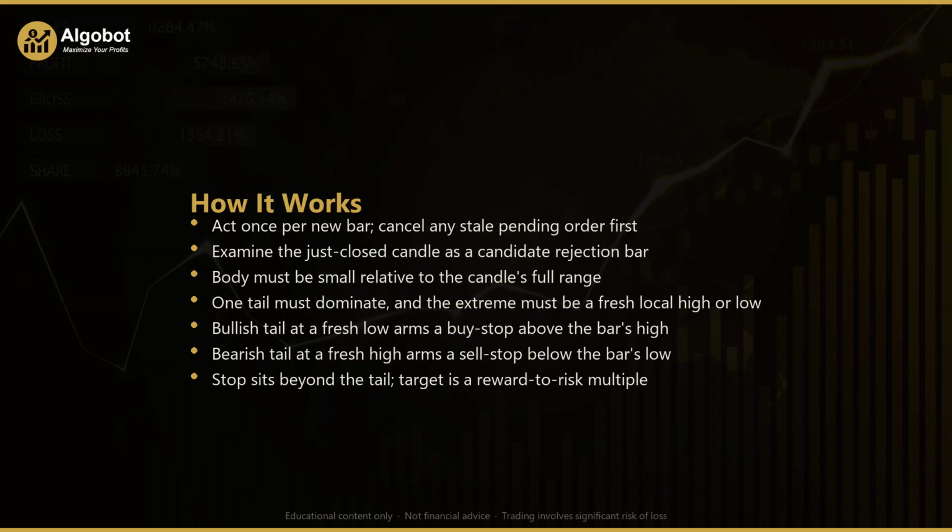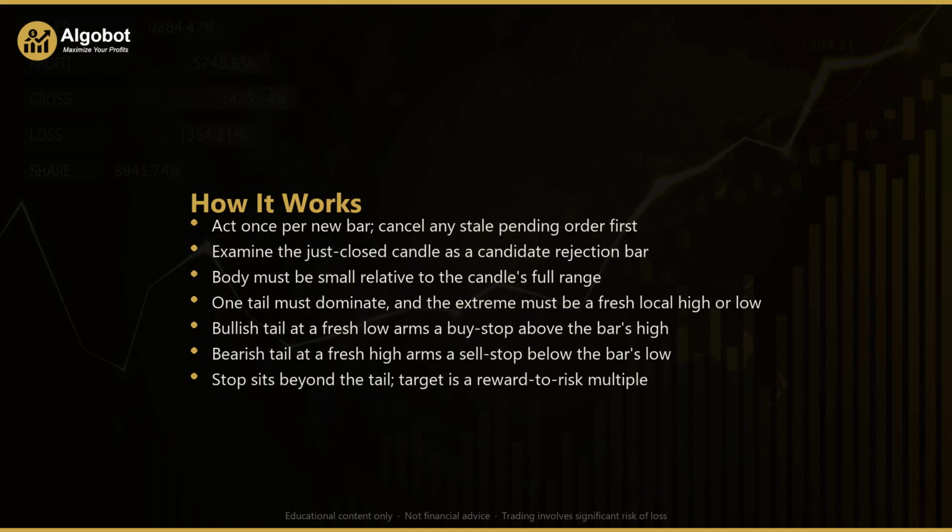When all of that aligns, the engine arms a buy stop just above the bar's high. The stop loss is placed just below the rejected low, and the target is set at a configurable reward-to-risk multiple beyond the entry. The bearish setup is the mirror image. The upper wick must dominate, the close must finish in the lower half, and the high must be a fresh local high. The engine then arms a sell stop just below the bar's low, with the protective stop just above the rejected high, and a target a reward-to-risk multiple below the entry.